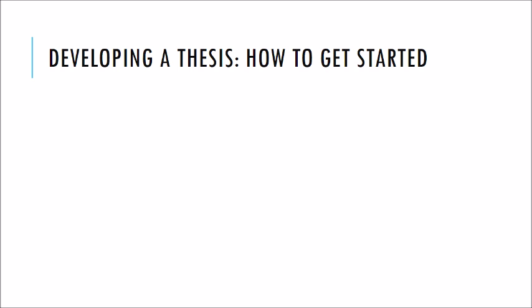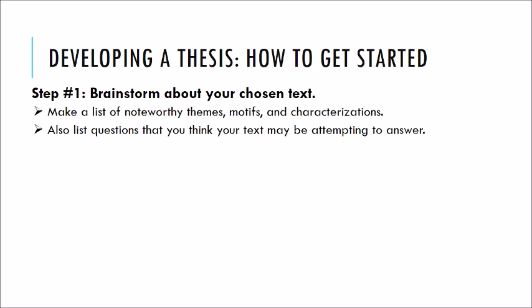So now your instructor or your teacher has given you a text and told you to write something. That can be a little overwhelming. How do you get started? First, get a pad of paper, get a pen or pencil, and start brainstorming about your chosen text. Make a list of noteworthy themes, motifs, symbols, or characterizations that you notice, as many as you can think of. Also, list questions that you think your text might be attempting to answer.